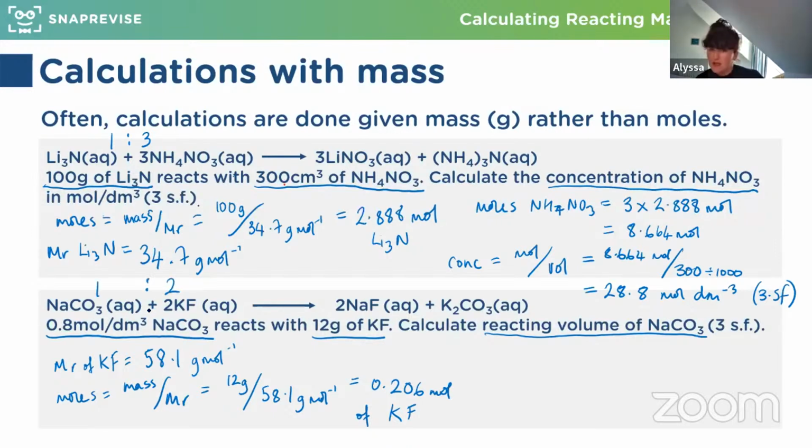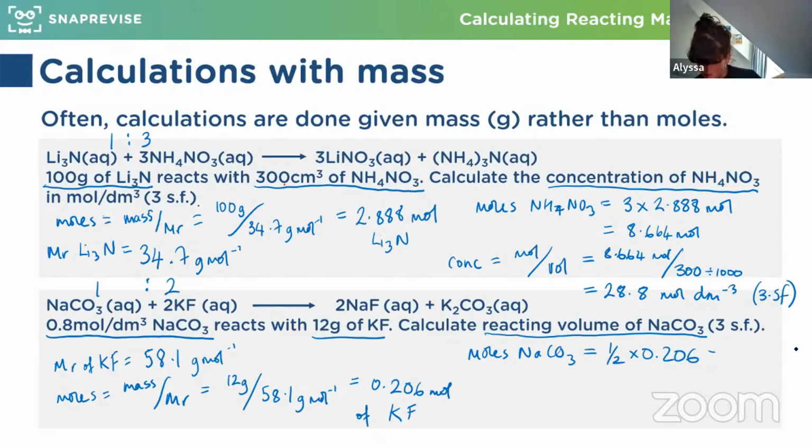ratio. So if we've got 0.206 moles of KF, we must have half as many moles of our sodium carbonate. There's got to be half the moles of KF. Good. And then we've got to work out our volume by doing, yeah, good, lovely. That looks great. So what is that?